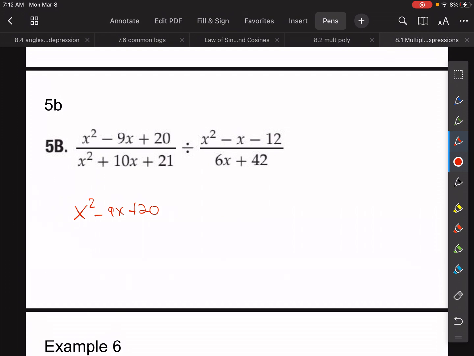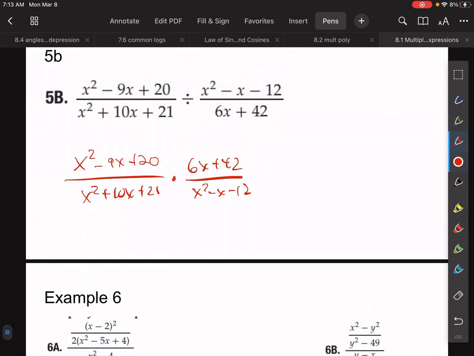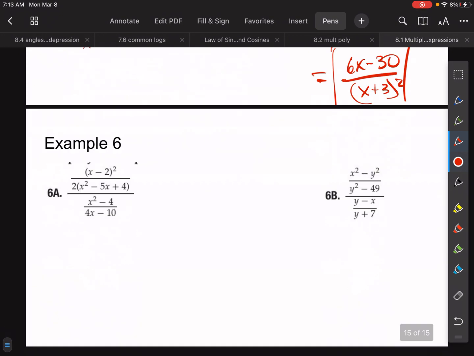And so I want you to do 5b on your own just to save time, but let me just set it up for you. So this is going to be times 6x plus 42 over x squared minus x minus 12. So remember, factor these first, then cancel the common factors. And what you should end up with at the very end of this is 6x minus 30 over x plus 3 squared. Okay, that's what it's going to equal, so make sure you work the problem and figure that out.